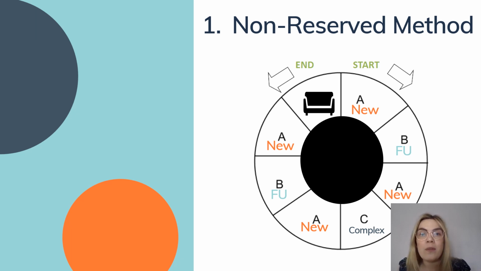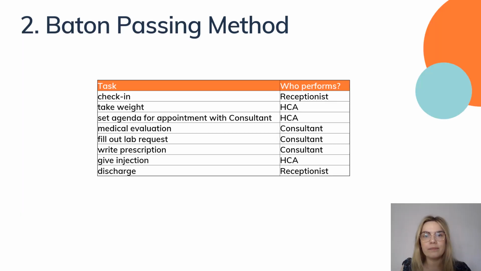This method works really well when the demand is not always predictable in advance. It means you can be very flexible to what is currently the highest demand. It would be a really good method to use when you can't fully predict demand in advance and need that flexibility. Next up, we have the baton passing method.